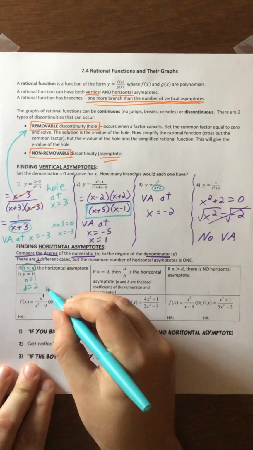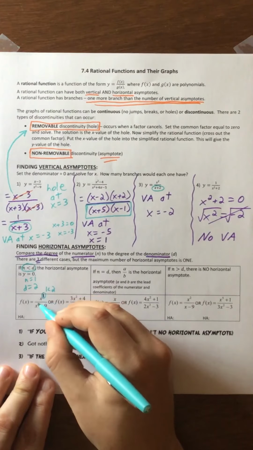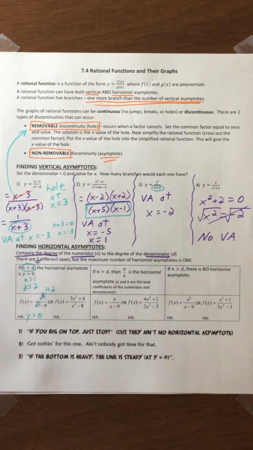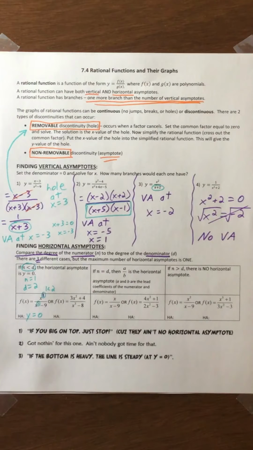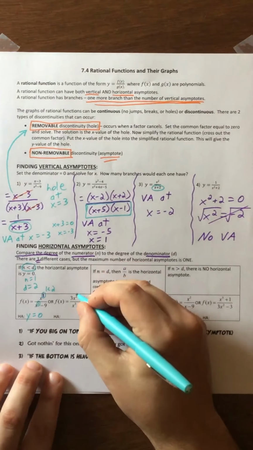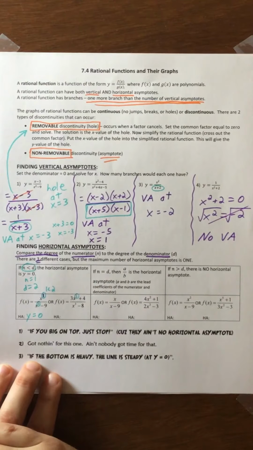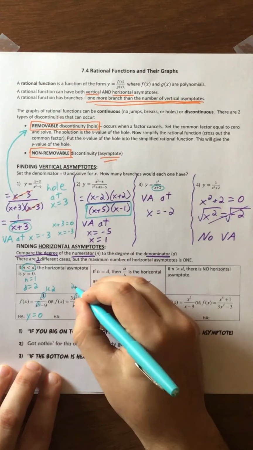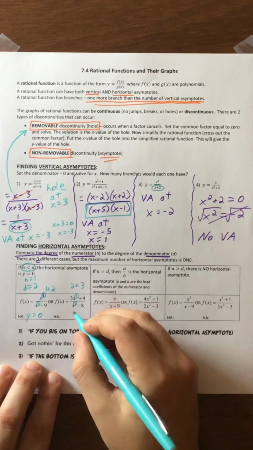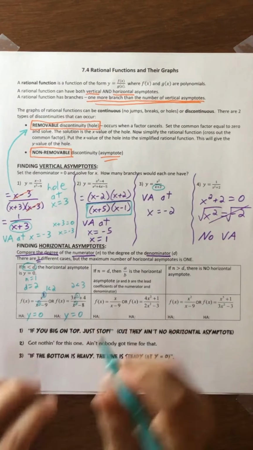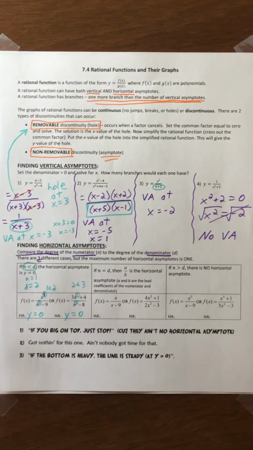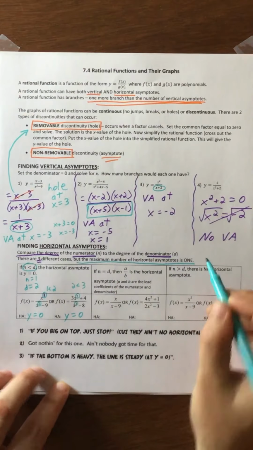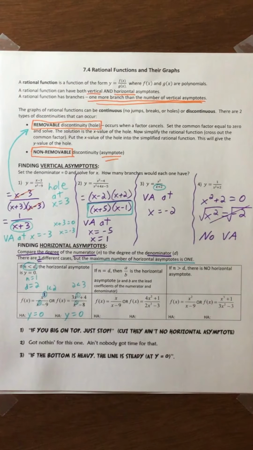So 1 is less than 2. Okay, and I'm looking at these numbers here. 1 is less than 2. That means I have a horizontal asymptote at y equals 0. Here's another example. The degree of my numerator is 2. Denominator is 3. 2 is less than 3. That means I'm going to have a horizontal asymptote at y equals 0. That's case 1. And you're never going to have more than one horizontal asymptote in an equation.